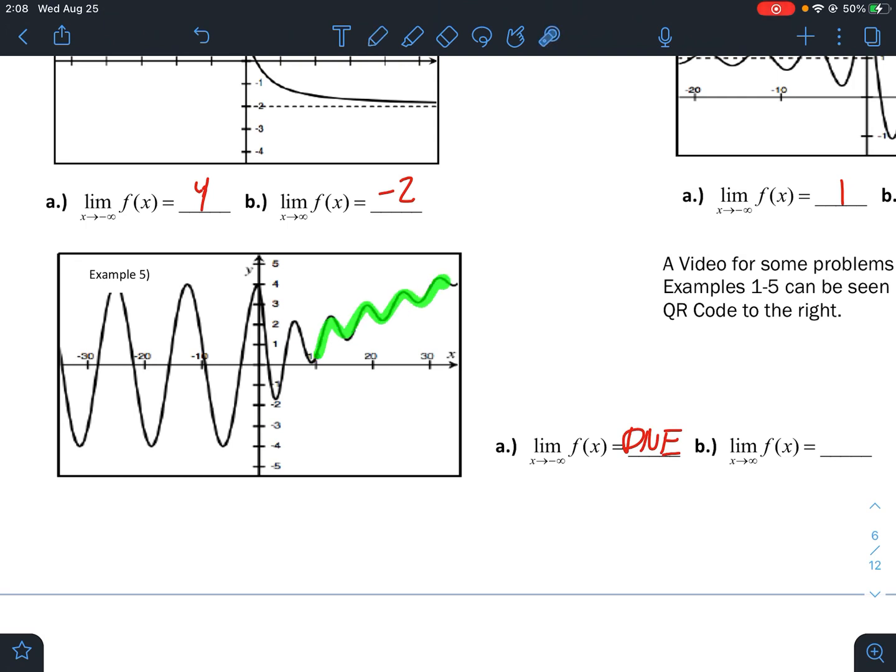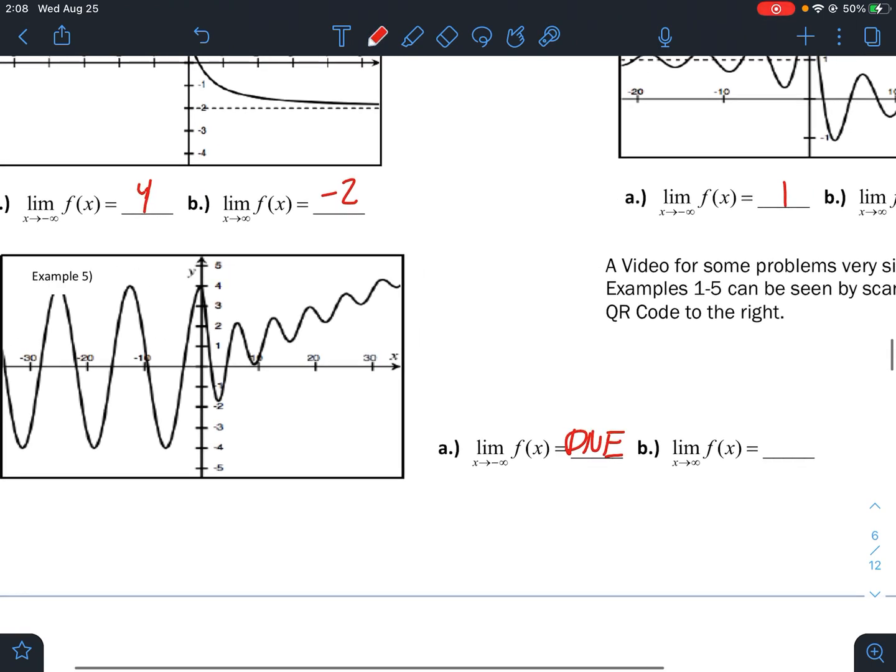And for the right, it looks to be the same. It's going to keep going like this forever. But we're not really sure if it levels off a little bit or if it's going to keep going up to infinity. So this one we would also say does not exist.